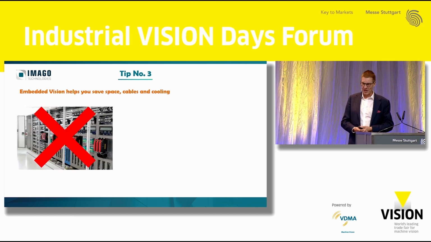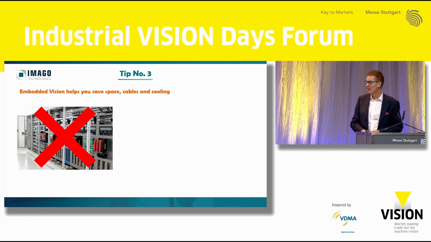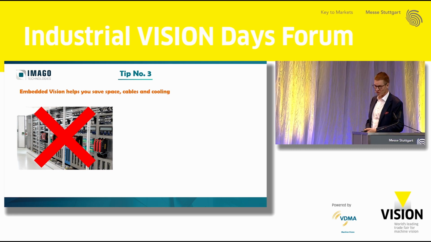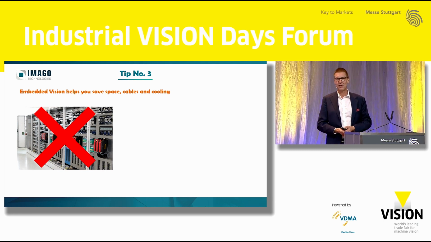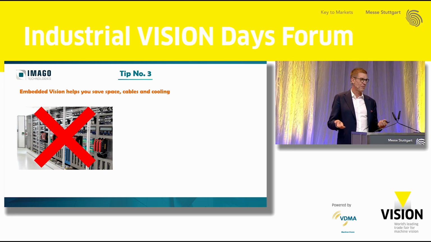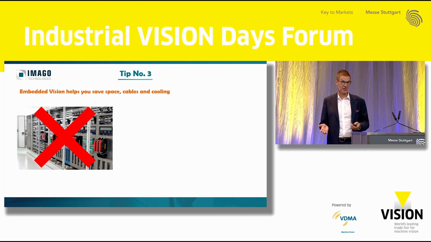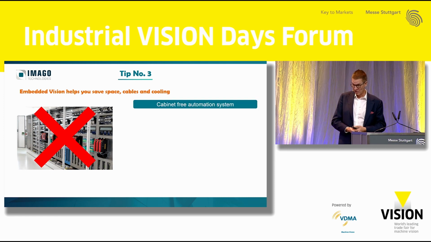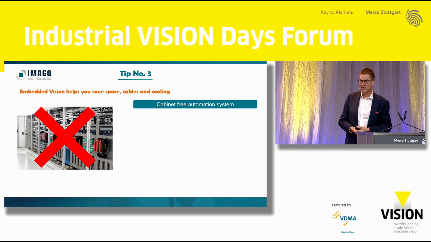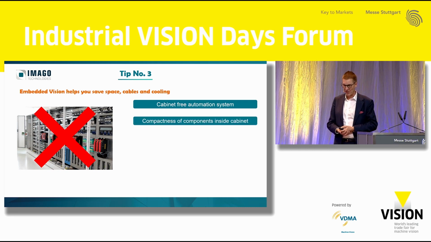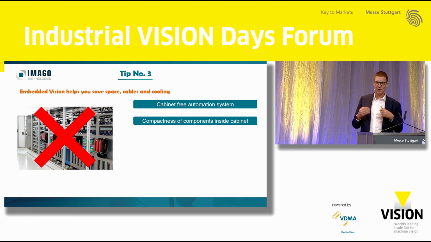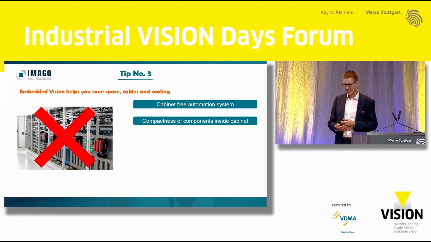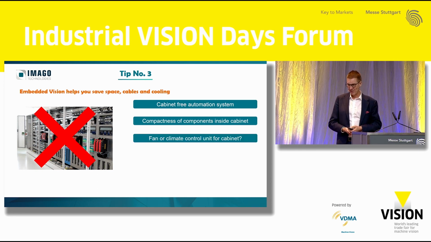With the next tip, we are coming to the situation inside of the cabinet. Today some machine builders do advertisement and say, my machine does not need a cabinet anymore for all the controls, etc. So, a cabinet-free automation system. Often space is a limited factor. Therefore, components need to be very compact. Inside of the cabinet, everyone wants to save space.